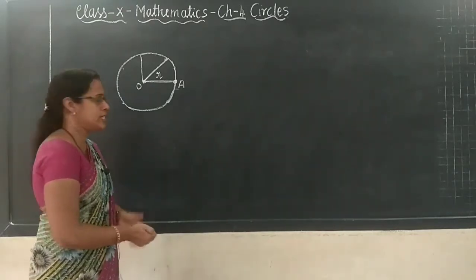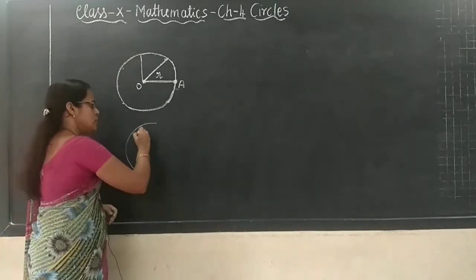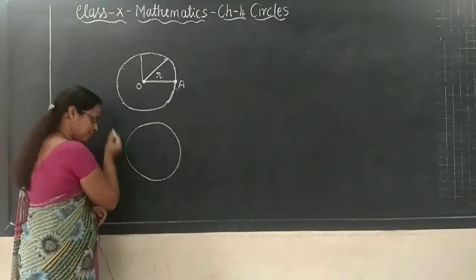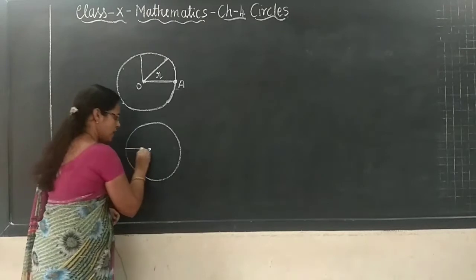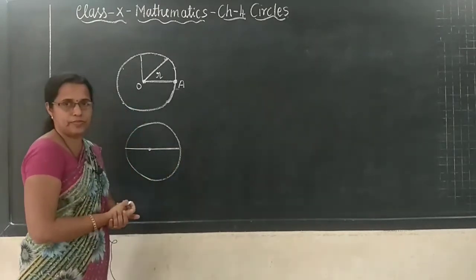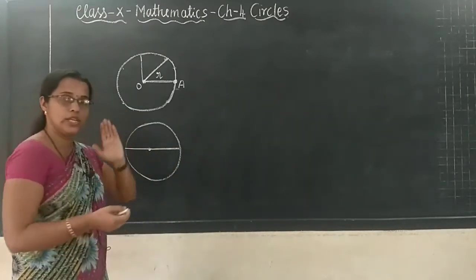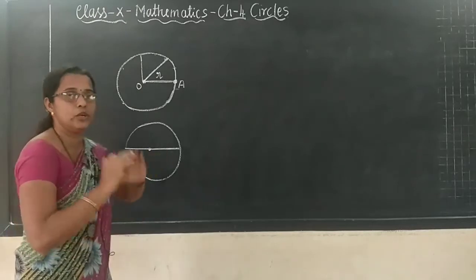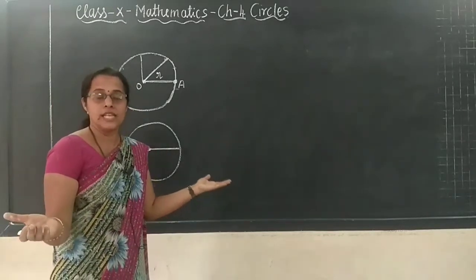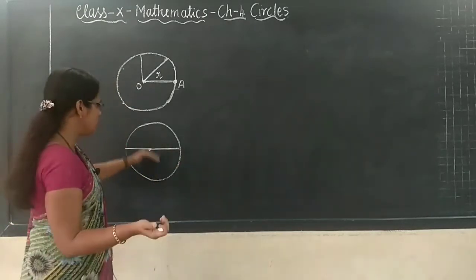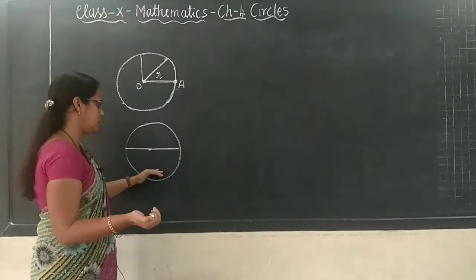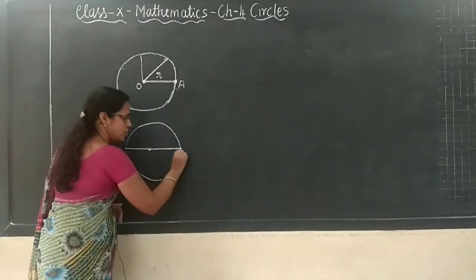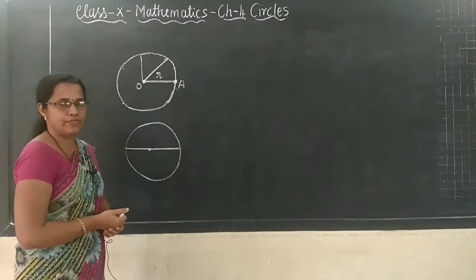Not only radius, let me talk about the diameter. So what is the diameter? The line which is passing through the center. The line passing through the center makes the circle into exactly 2 halves, called semicircles. Why? Because this line passes through the center.